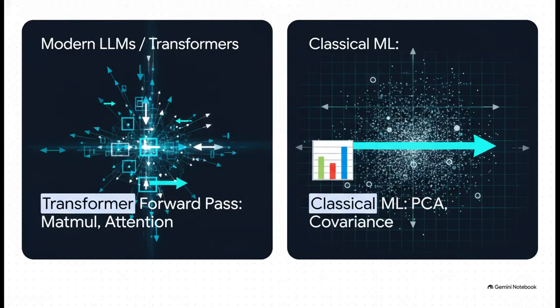Now, let's be totally honest about the modern AI connection here. Today's large language models, the massive transformers driving the AI boom, they are not sitting there calculating eigenvectors token by token, not at all. Their forward passes are overwhelmingly dominated by straight matrix multiplication, attention mechanisms, and nonlinear activations.